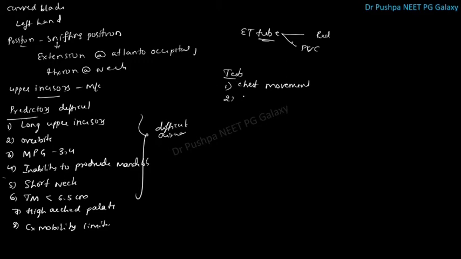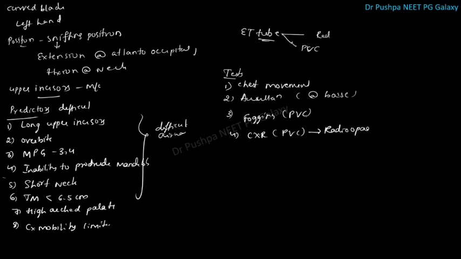And we can auscultate breath sounds, usually at the base, usually at the left side of the base. And fogging, in case of PVC tubes. And chest x-ray: in case of PVC, because it will have a radio-opaque line, we can check the position of the endotracheal tube using chest x-ray.